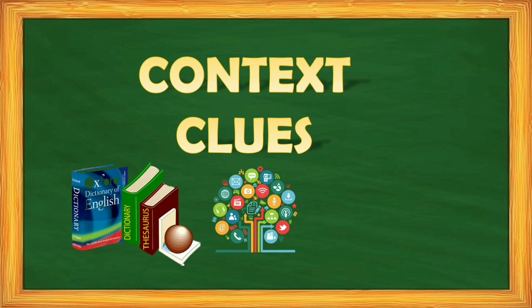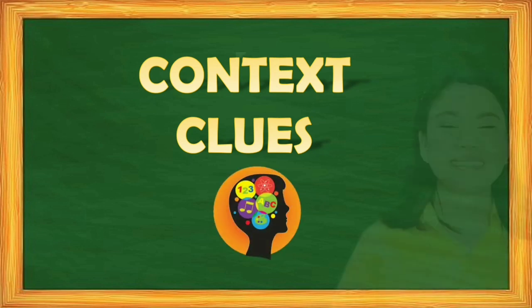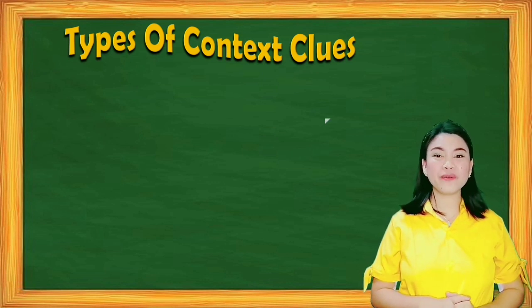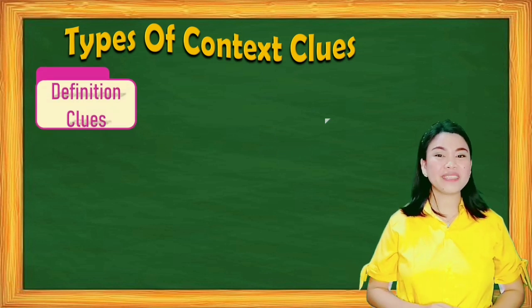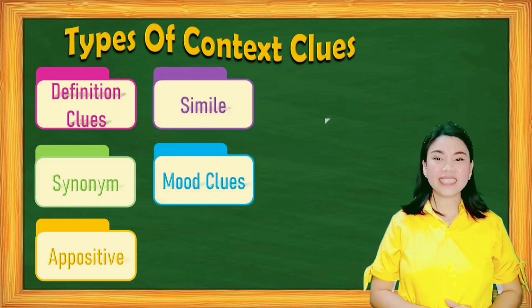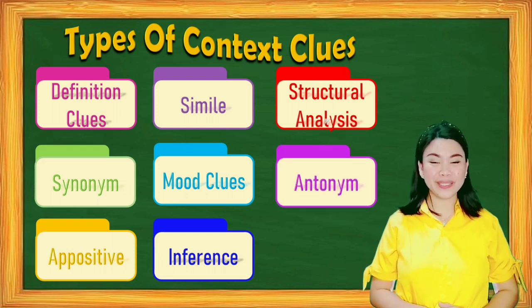Context clues help you to figure out the meaning of a word based on the information in the sentence or paragraph that contains the word. Prior knowledge also helps in decoding the meaning of text. There are a lot of context clues, but in this lesson, we're just going to focus on these types of context clues. These are definition clue, synonym, appositive, simile, mood clues, inference, structural analysis, antonym, and example clues.